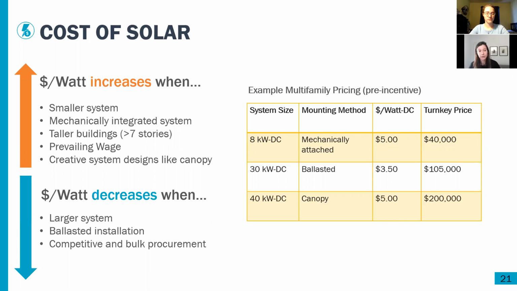But that cost can come down, like I said, when there's a larger system size or a simpler installation like a ballasted system where there's no need for roof penetration. And doing competitive and bulk procurement can really help bring the system cost down. Often when we have lots of small little buildings coming in through HPD, we can group those together and get more competitive pricing than you otherwise would for a really small system size because we're bidding them out together. And this chart just shows some of how those factors play out in the numbers.